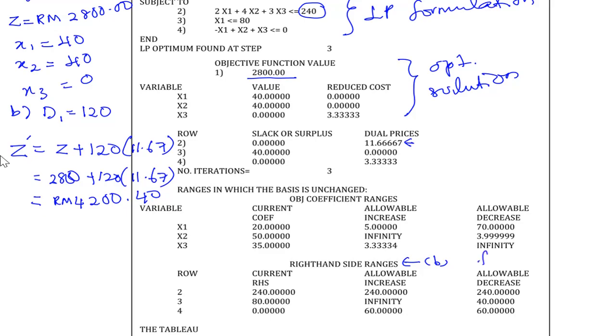So here is the feasibility range, while this one is the optimality range. Okay, so next, part C.